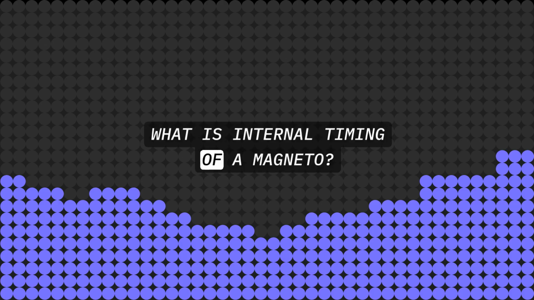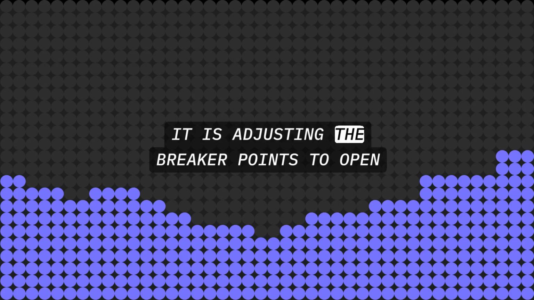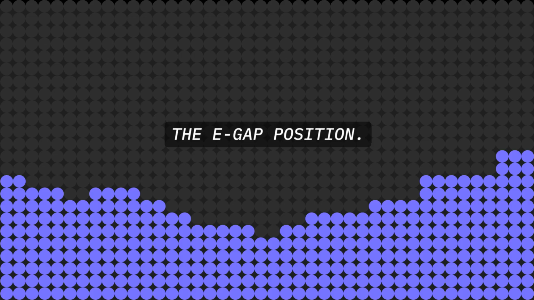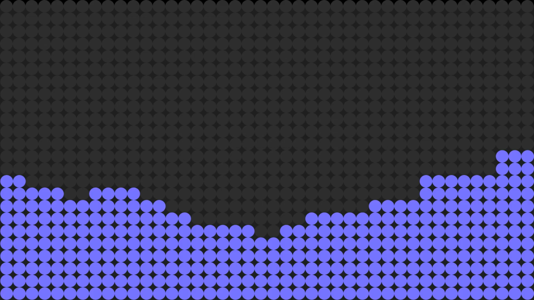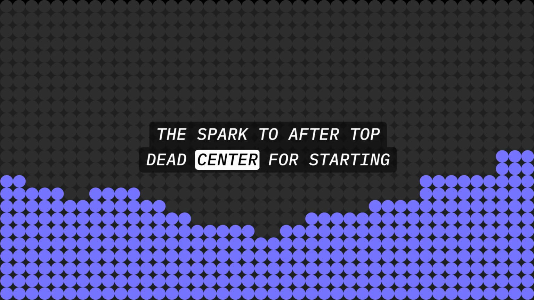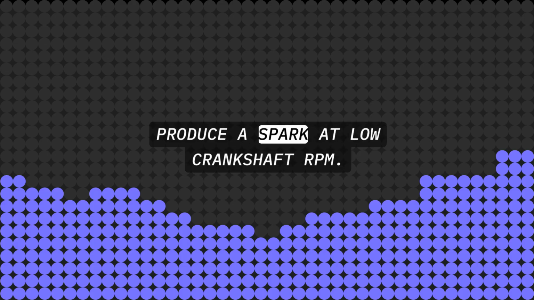What is internal timing of a magneto? It is adjusting the breaker points to open when the poles of the rotating magnet are in the E-gap position. What is the purpose of an impulse coupling used with a magneto? The impulse coupling is used to retard the timing of the spark to after top dead center for starting the engine. It provides a momentarily high rotational speed to produce a spark at low crankshaft RPM.